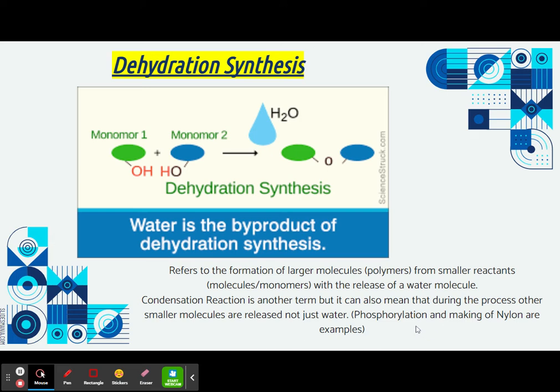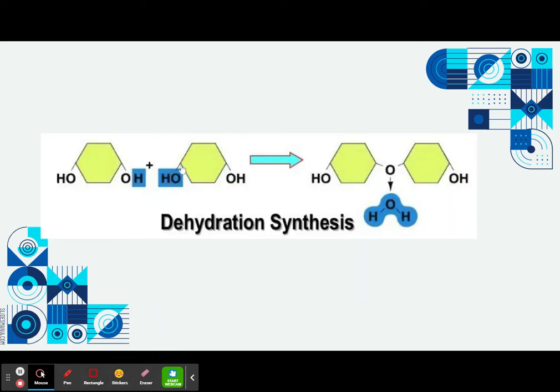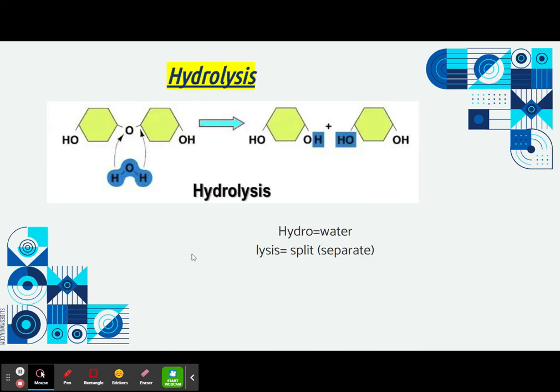We're not going to get too technical, but phosphorylation, when we put ATP together, is what we're talking about, and nylon are examples. Condensation refers better to them. We're going to use dehydration synthesis. So here it is. There's the water coming out. There's the 2 molecules together. Here's the water. So hydrolysis, putting the water in, splitting it. Remember, hydro means water. Lysis means to split, to separate. You got them back again. In some reactions in our body, this is constantly going back and forth, and we're going to talk about this more in depth.